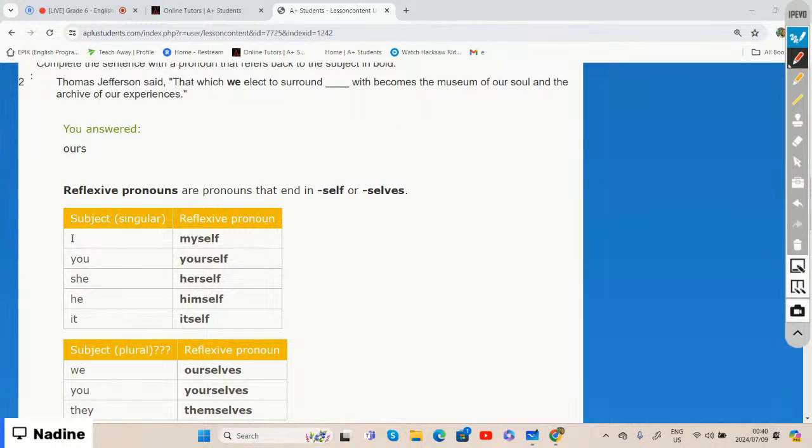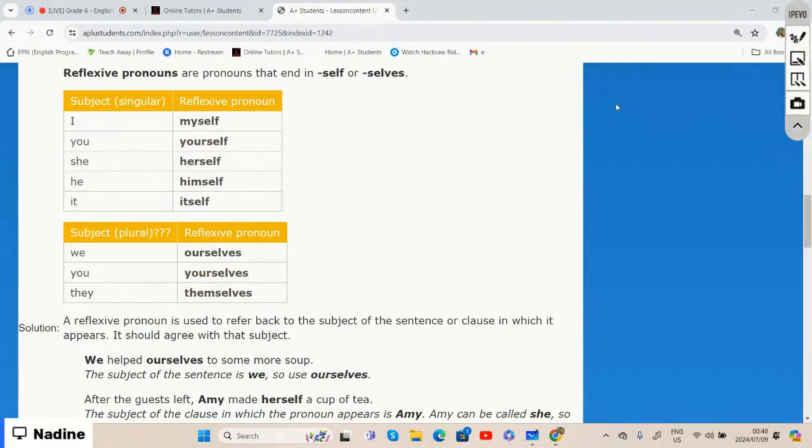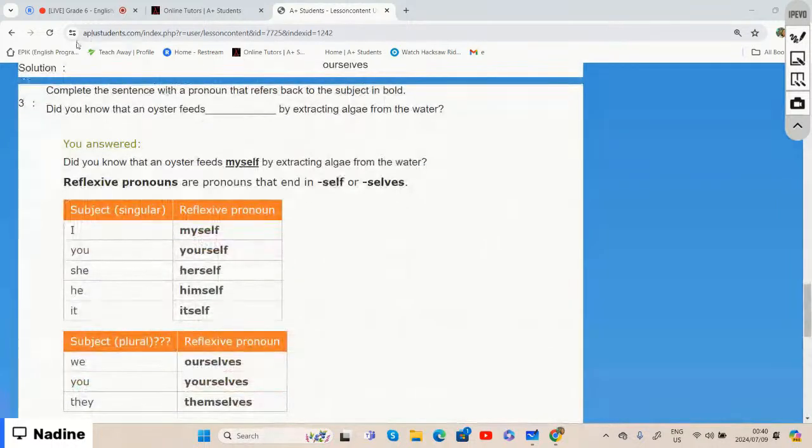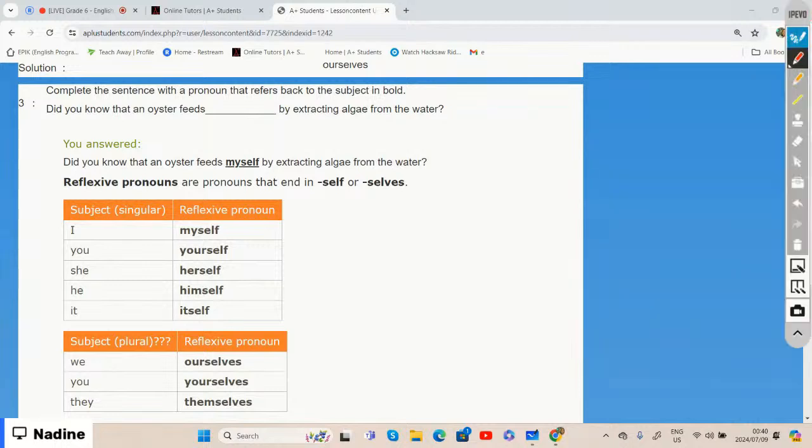All right, let's do the last one and then we go on to our test. It says, did you know that an oyster feeds? Did you know that an oyster feeds? Do we say feeds myself, yourself, herself, himself, or itself by extracting algae from the water? Which one is correct?